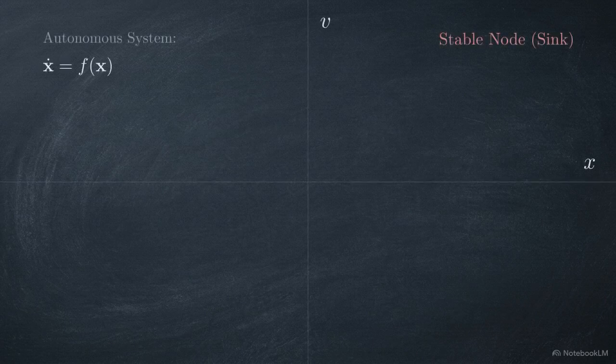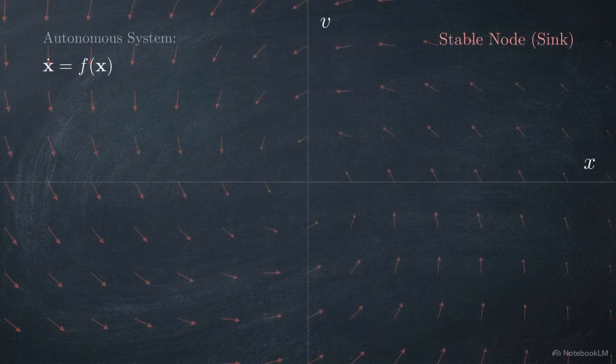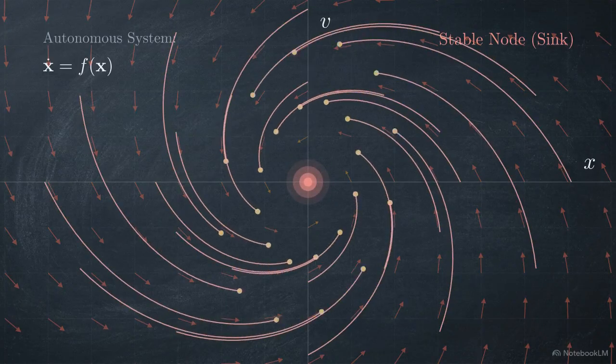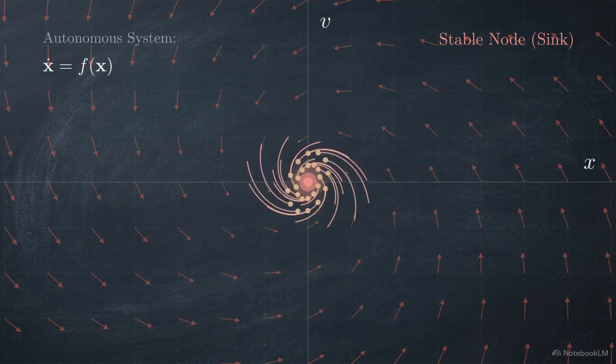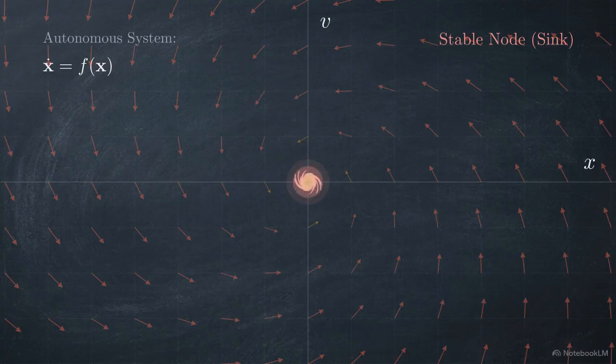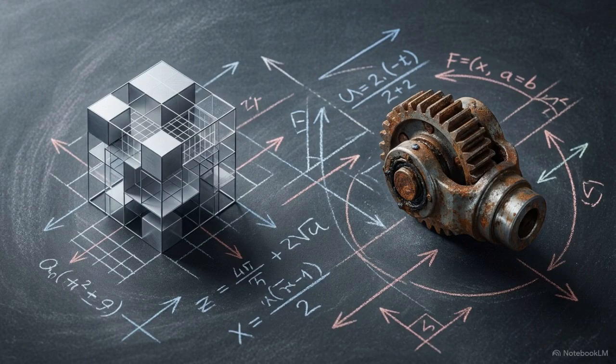In our last episode, we mapped the phase space of autonomous systems to locate points of perfect equilibrium. We watched vector arrows converge, locking the system into a single, stable node. But that mathematical perfection is an idealization. Real physical systems do not exist in a vacuum.